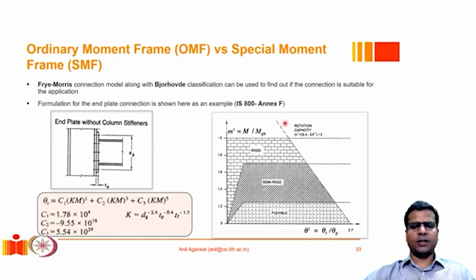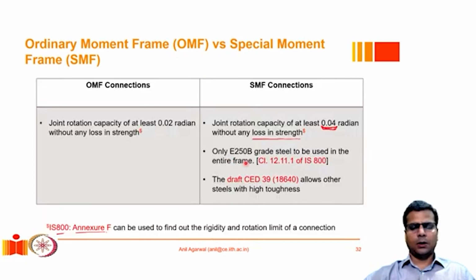So for various types of connections, these equations have been developed, and we can actually fit our connections. Depending on all the parameters that the connection has, we can find the values, and then we can find out what is the rotation capacity of my connection, and that should at least satisfy the 0.02 radians or 0.04 radians requirement.